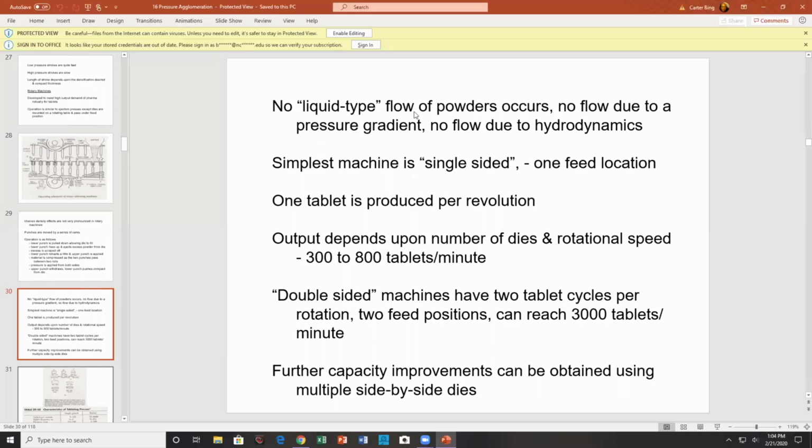No liquid type of powder flow occurs. No flow due to pressure gradients, no flow due to hydrodynamics. The simplest machine is one-sided, with one feed location.